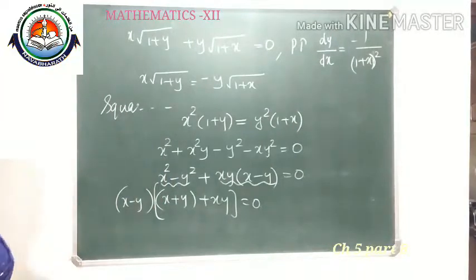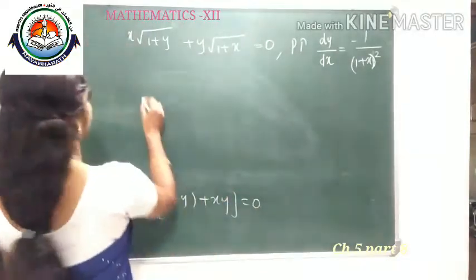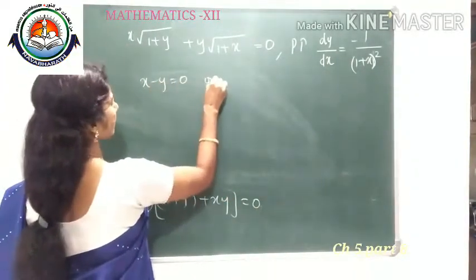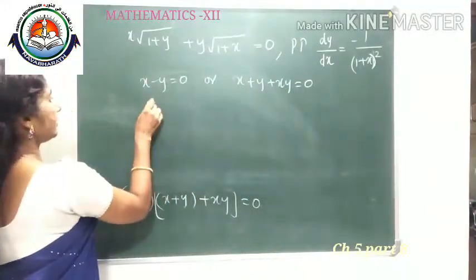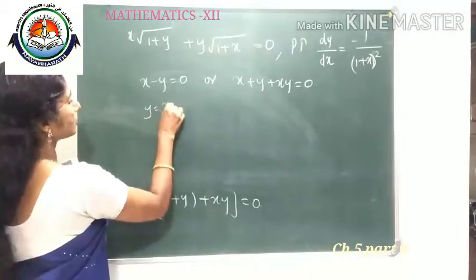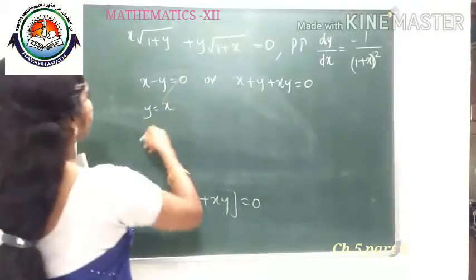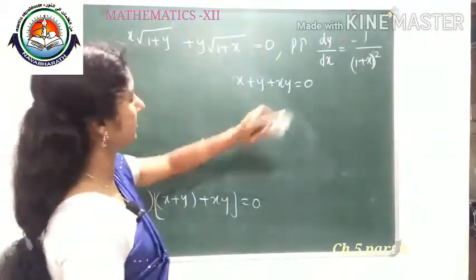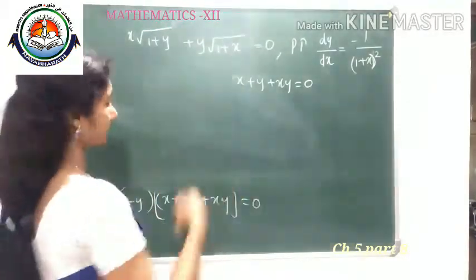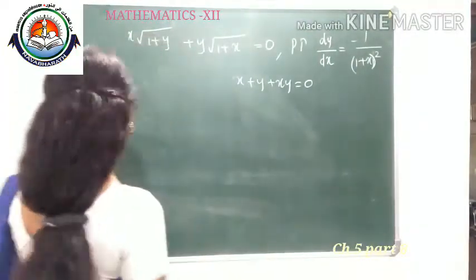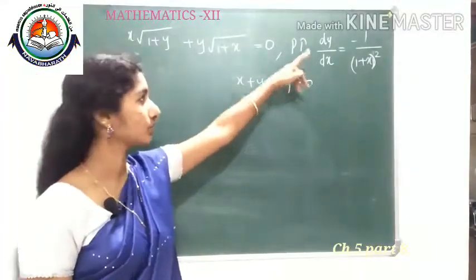So x minus y equal to 0 or x plus y plus xy equal to 0. And x minus y equal to 0 means x is equal to y, which means dy by dx is equal to 1. So that's not okay, we are not accepting this one. We are selecting x plus y plus xy is equal to 0, since that previous one is not satisfying the condition dy by dx equal to minus 1 by (1 plus x) whole square. So we are taking x plus y plus xy is equal to 0 to get that answer.